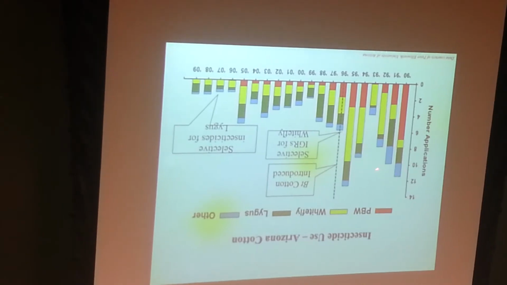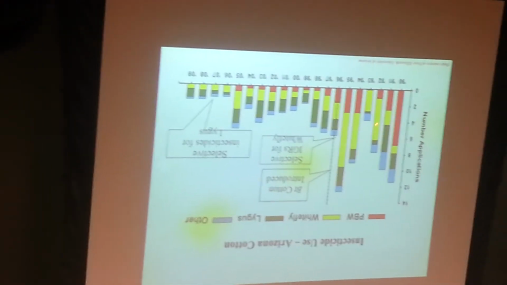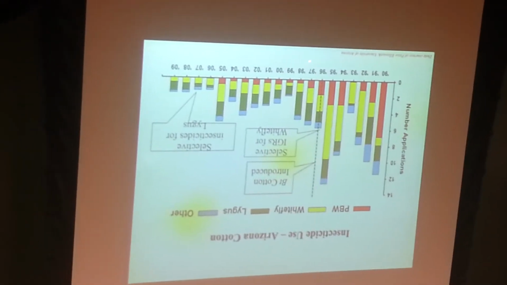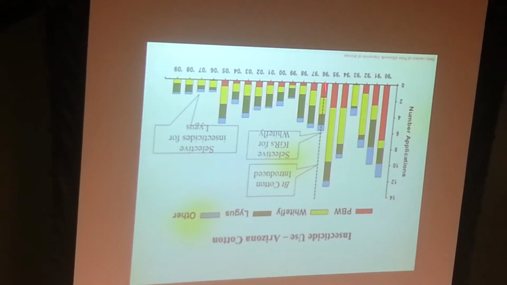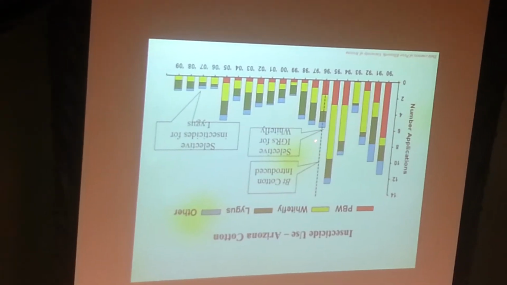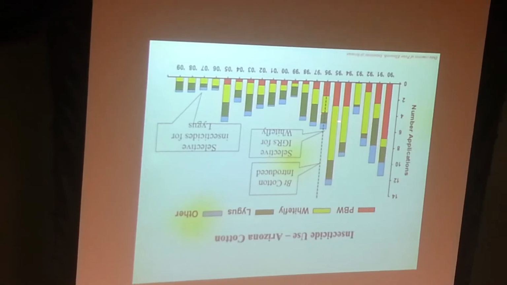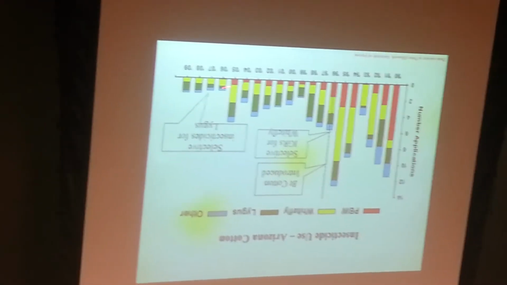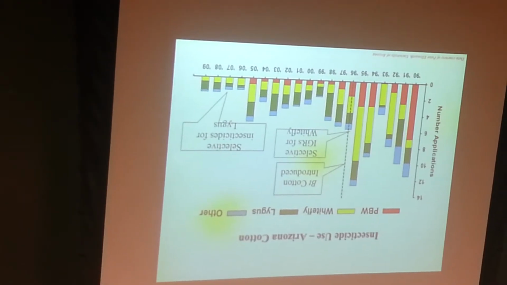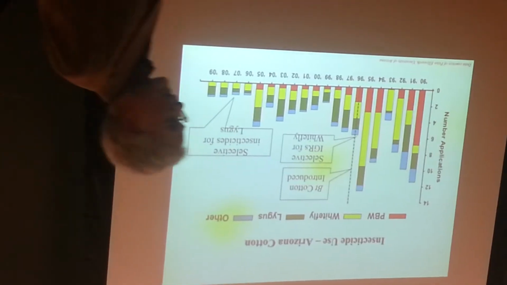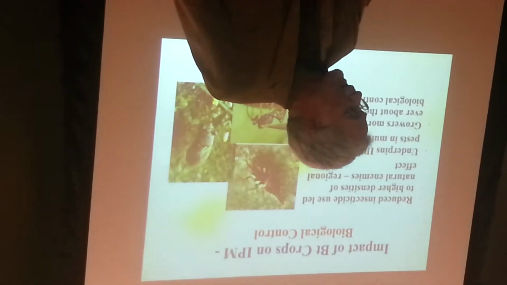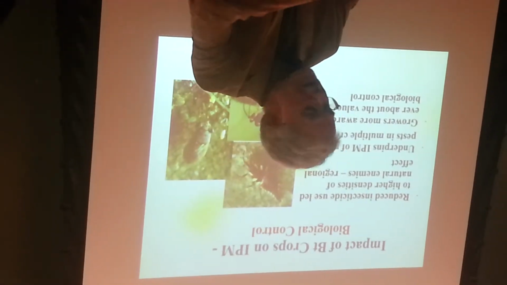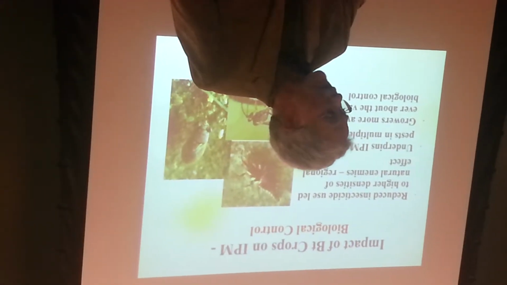Number of insecticide applications in Arizona and what they were targeted against. This was the year '96 when BT cotton came into play, and overall you can see a dramatic decrease in insecticide use. There's been a switch. There's been more for some species, but overall less. Biological control has increased a lot because of that.